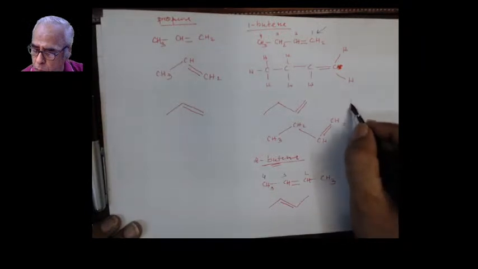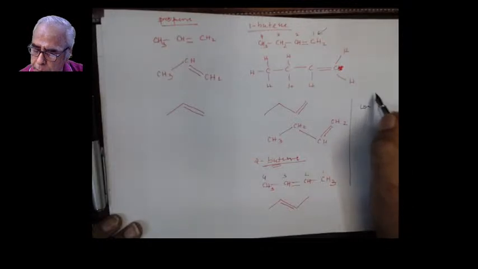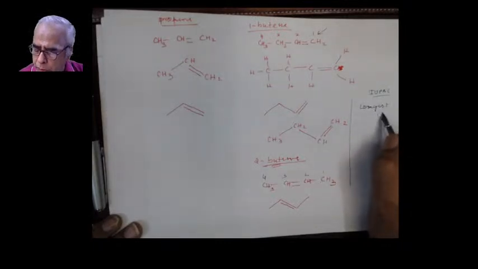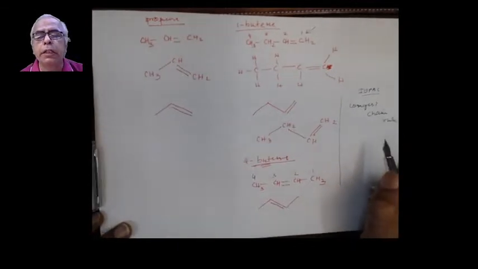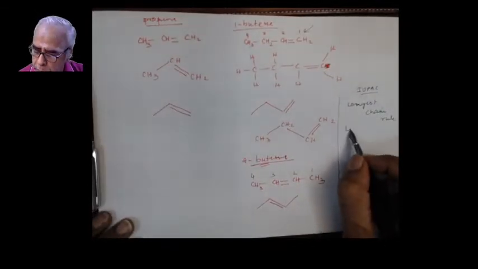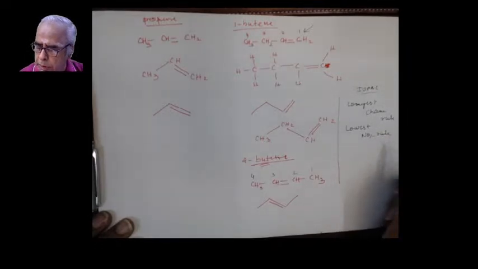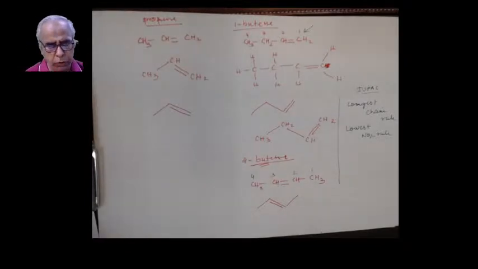Because in IUPAC rules, there are two important rules. One is the longest chain rule. IUPAC, note down. Longest chain. The chain should be longest. Longest chain rule. And the next is the lowest number rule. So these two are very, very important. Lowest number rule. It indicates the position of the double bond or triple bond, or also the position of the substituent, and also the functional group.